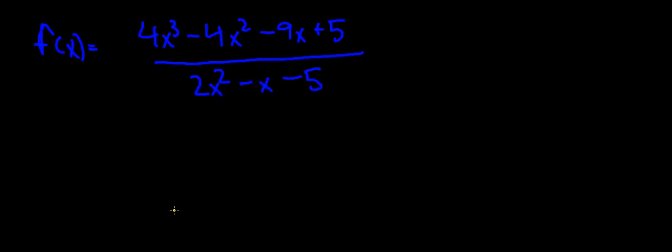I have a couple more examples for the division of polynomials. And here we have 4x cubed minus 4x squared minus 9x plus 5, divided by 2x squared minus x minus 5. So let's divide these. We set up a problem like a regular division problem.